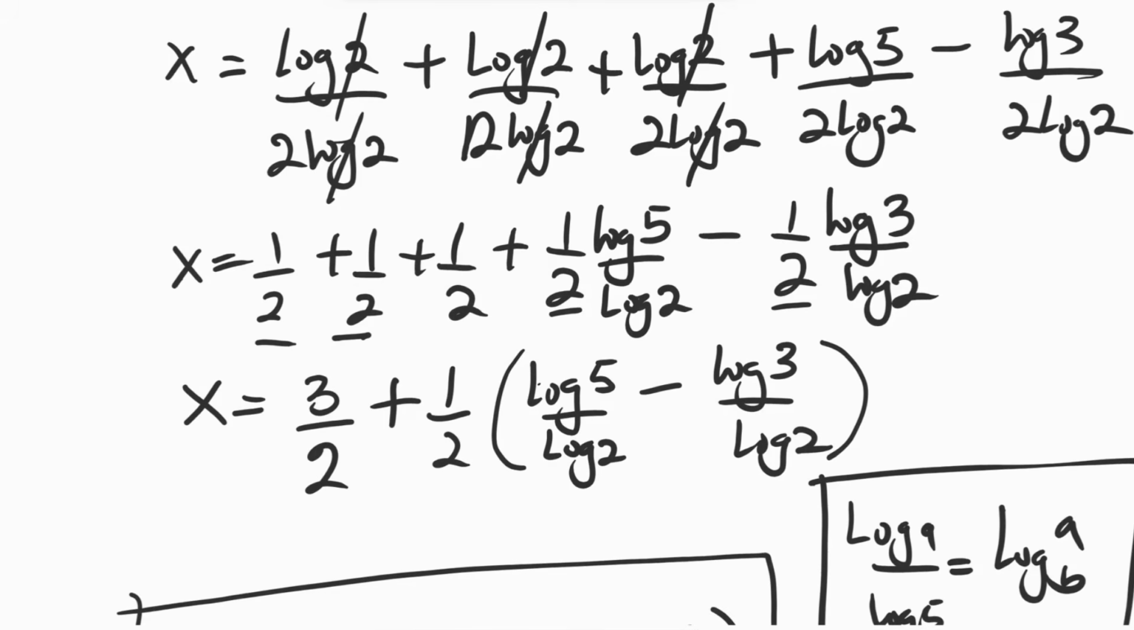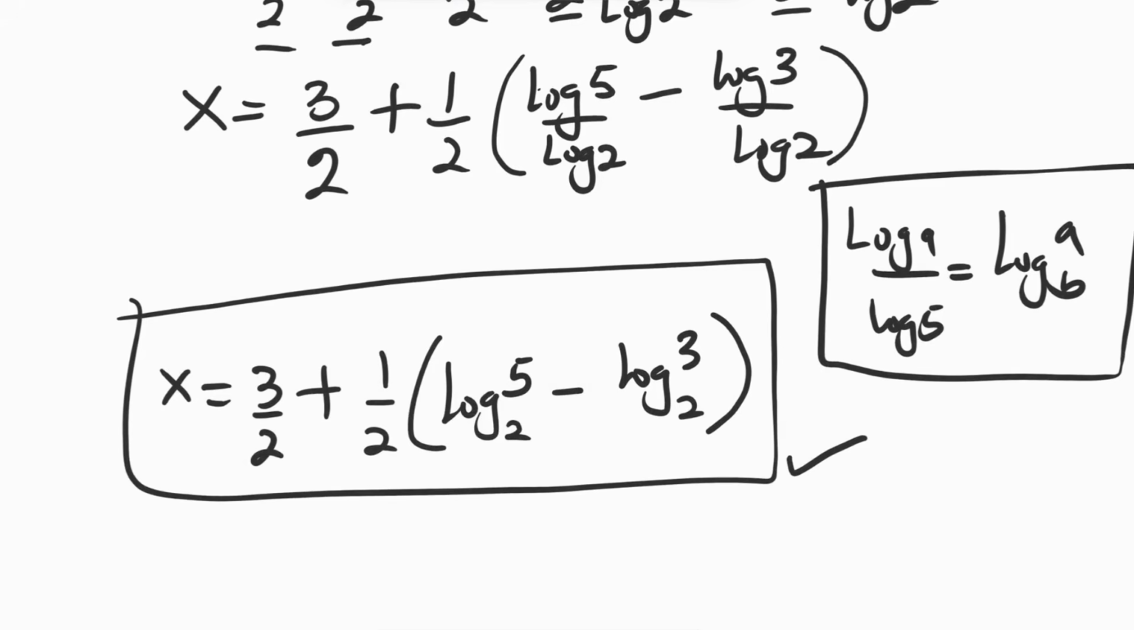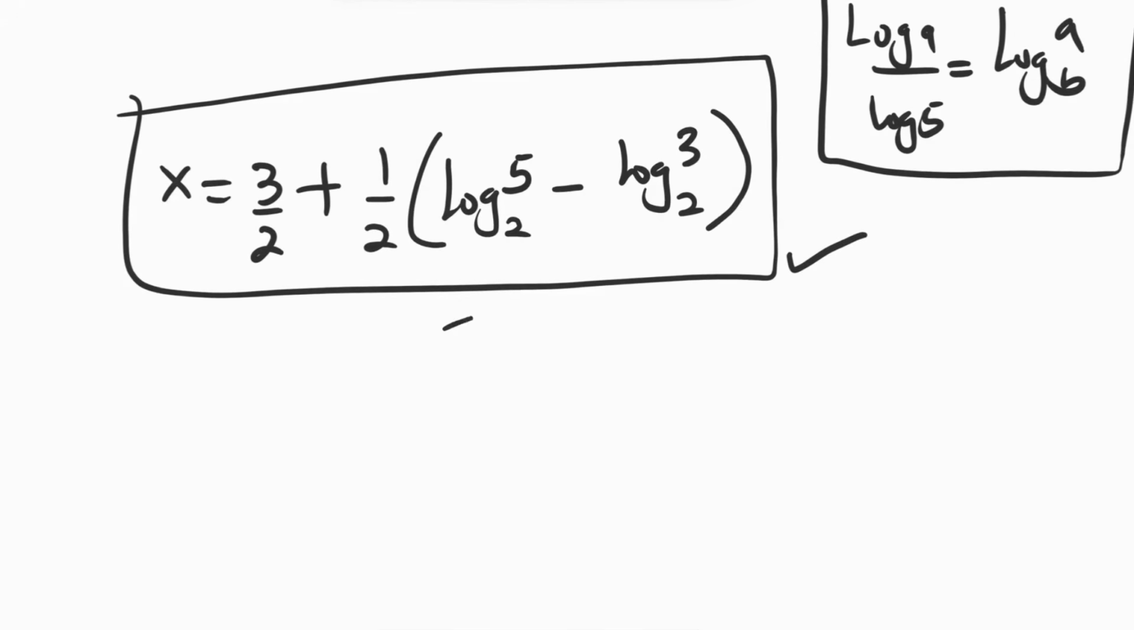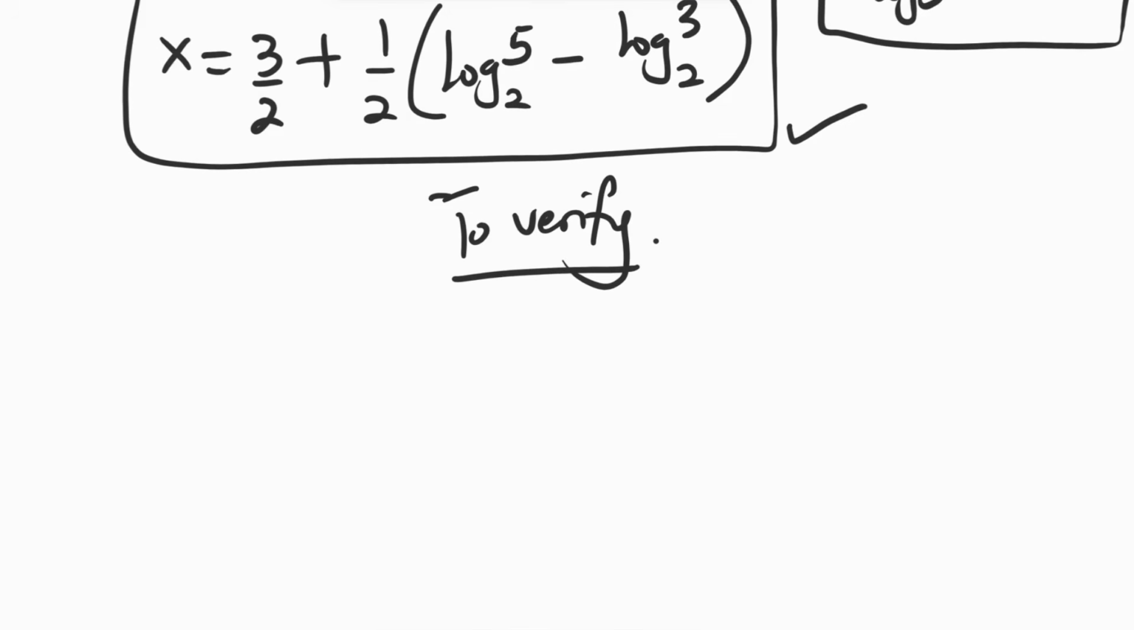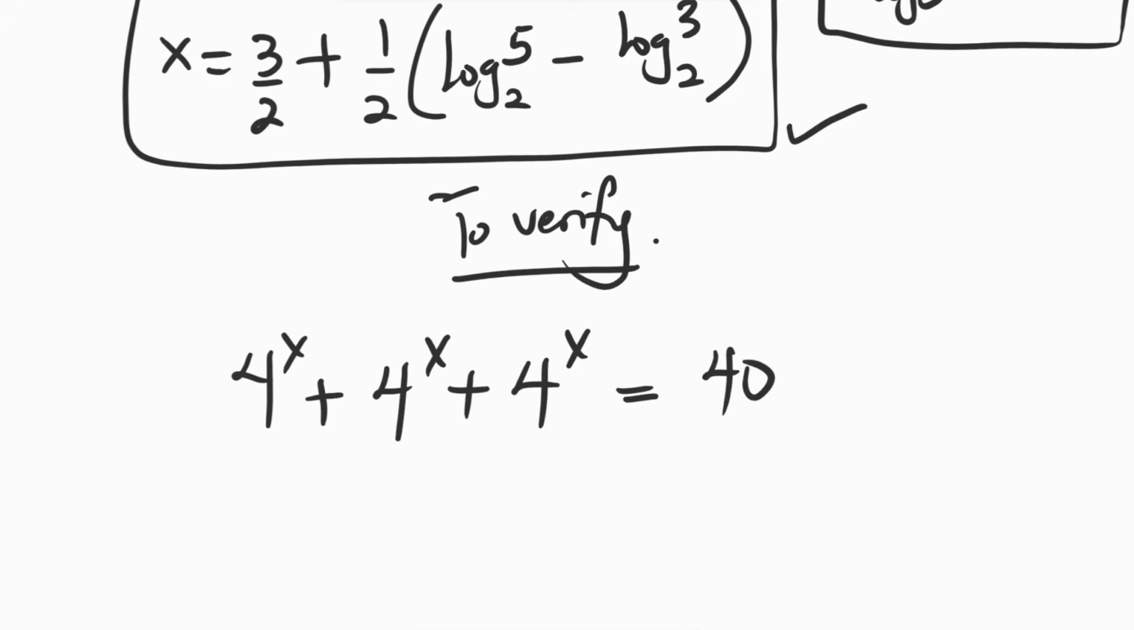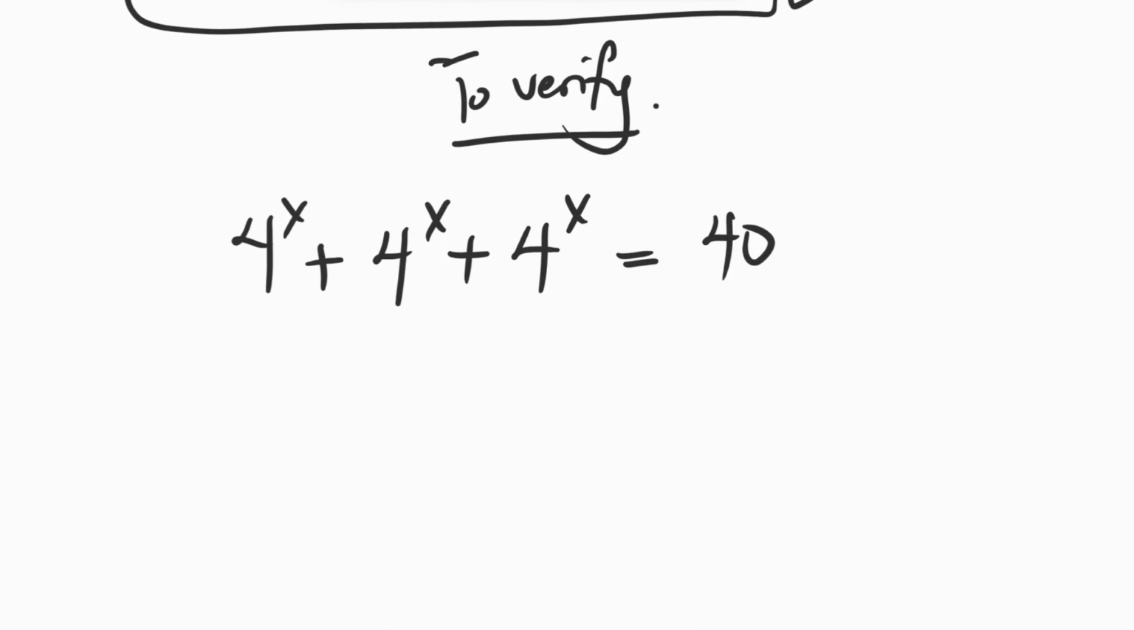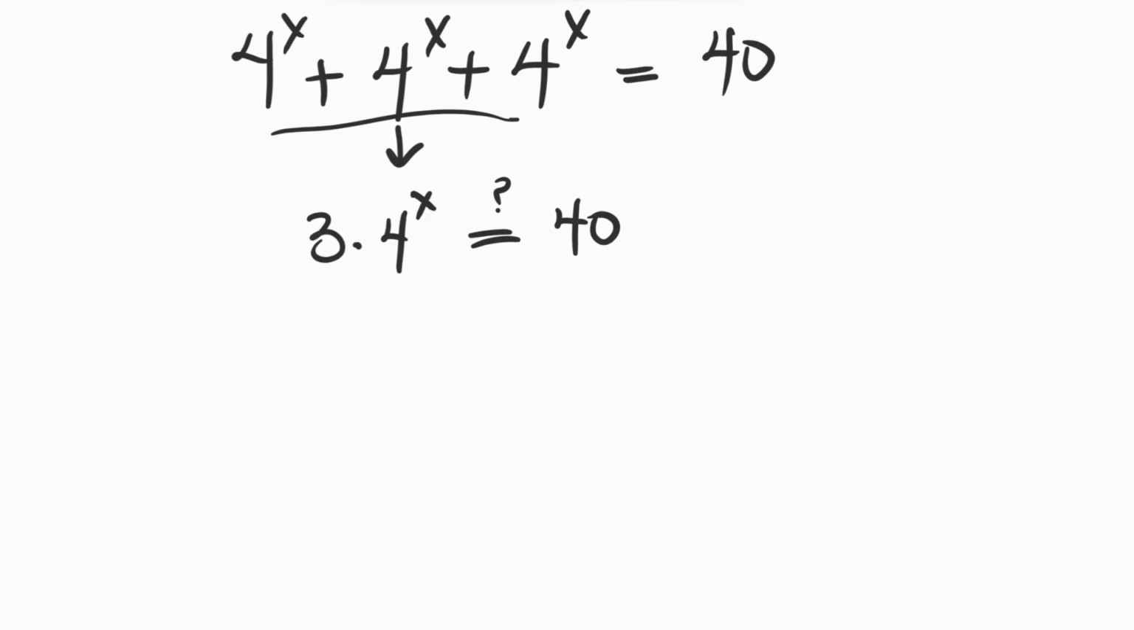Okay, so we're not going to stop here. We're going to go ahead and verify to make sure that our answer is correct. So to verify, we just plug in the value of x into our equation to see if our left hand side is going to be equal to the right hand side. So we have 4 raised to the power x plus 4 raised to the power x plus 4 raised to the power x equals 40, right? We already established that this is the same thing as 3 times 4 raised to the power x. I'm trying to see if this is going to be equal to 40.